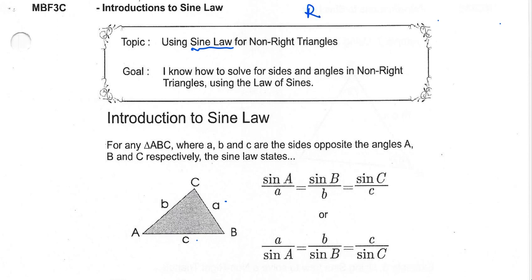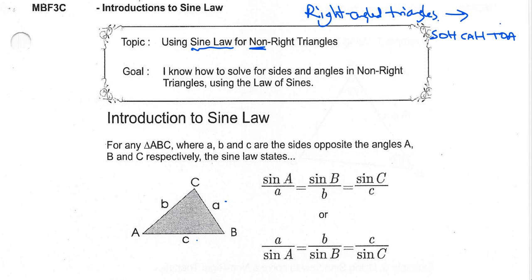You'll recall that when we have right angle triangles, which is what we've had so far, our tool that we use all the time is SOHCAHTOA: sine, cosine, and tangent trig ratios. When we don't have a right angle triangle, we can't use SOHCAHTOA because there's no 90 degrees and there's no hypotenuse. So we have a different tool called the sine law.